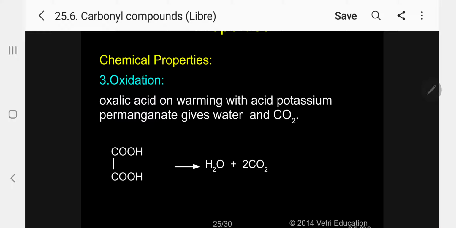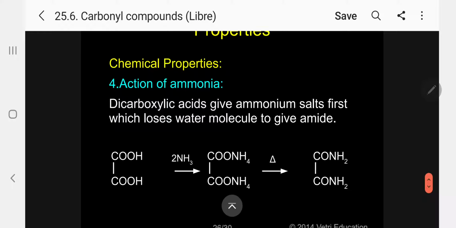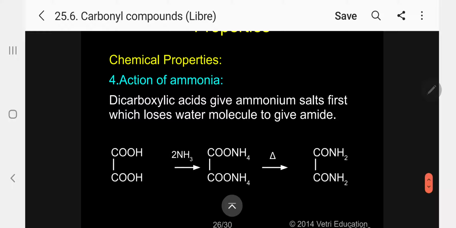Then oxidation. Oxalic acid on warming with acidic potassium permanganate gives water and carbon dioxide. Please follow. Any organic compound on strong oxidation gives final products only carbon dioxide and water. So here carbon dioxide and water are produced. Now in the same way, succinic acid also undergoes oxidation to give carbon dioxide and water.